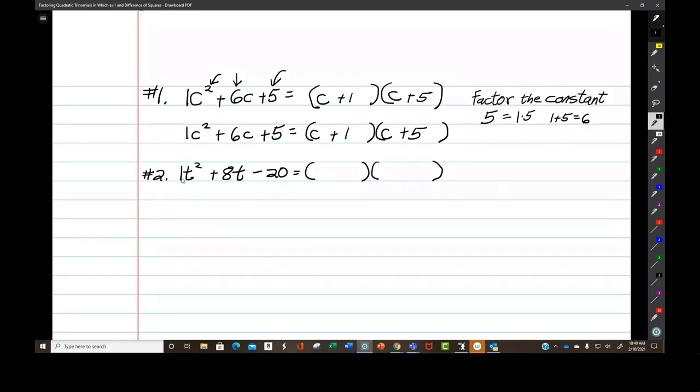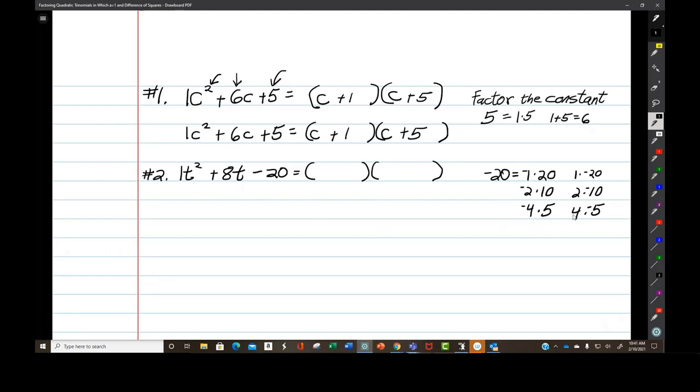All right, when 1 is your leading coefficient, all you do is take your constant at the end and factor it into two numbers that add up to 8. Let's give that a try. This will be negative 1 times positive 20, negative 2 times positive 10, negative 4 times positive 5, and negative 5 times positive 4. I need two numbers that will add up to positive 8.